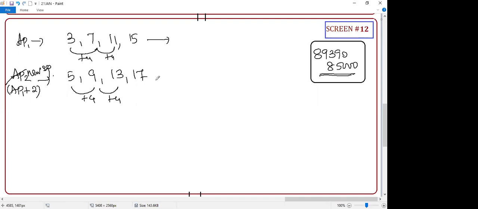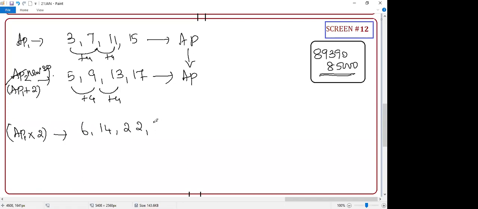So what do you understand here? This is one of the very important properties in your JEE level questions. When you are adding a common number to all the terms in an AP, the resultant sequence is also an AP. Are you clear? This is AP to AP. Can we do one more AP, AP1 into 2? What will you get? 6, 14, 22, 30.